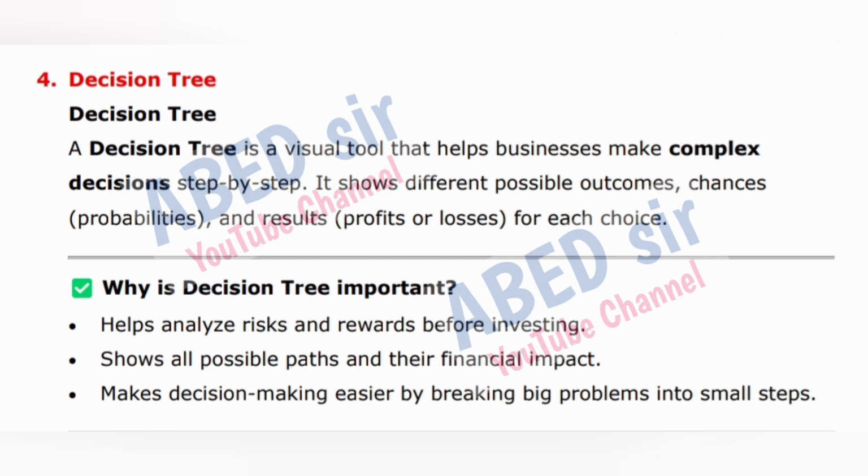Decision tree. A decision tree is a visual tool that helps businesses make complex decisions step by step. It shows different possible outcomes, chances, probabilities, and results, profits or losses, for each choice. Why is decision tree important? Helps analyze risks and rewards before investing. Shows all possible paths and their financial impact. Makes decision-making easier by breaking big problems into small steps.